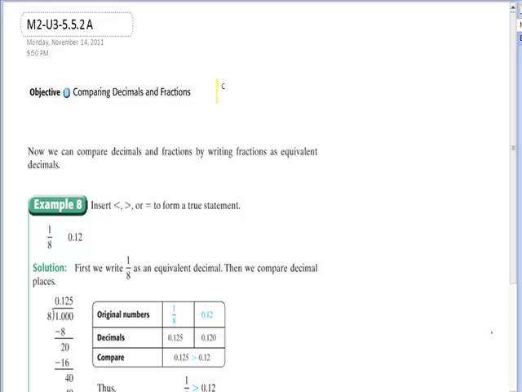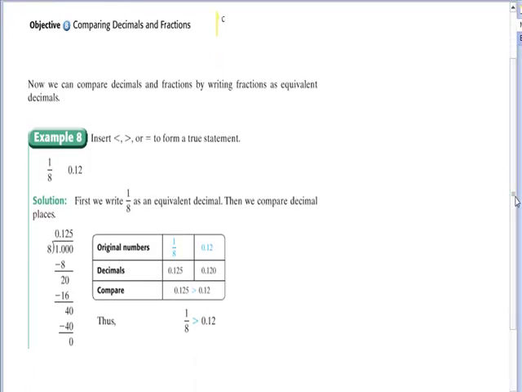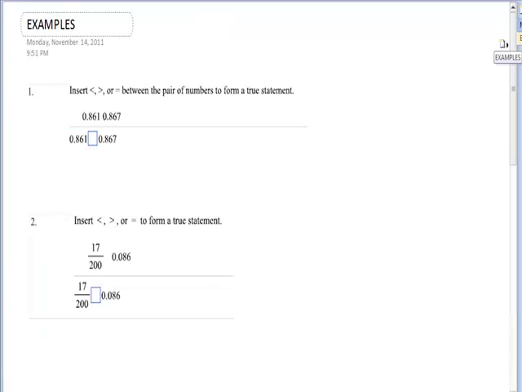Okay, we're going to compare decimals and fractions in this lesson, and we're going to use the skills that we already have. When we compare decimals and fractions, although there's more than one way to do it, I think the easiest way, if you're comparing a fraction and a decimal, is to turn the fraction into a decimal and then compare the decimals place value by place value, because we've done that recently. So let's take a look.